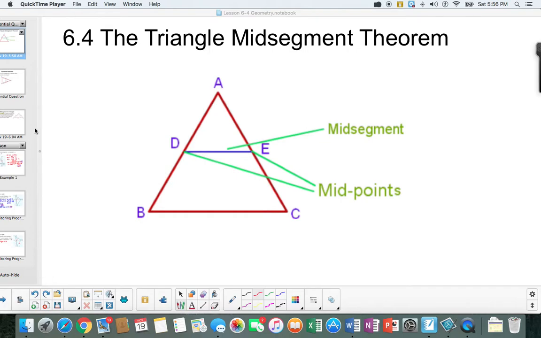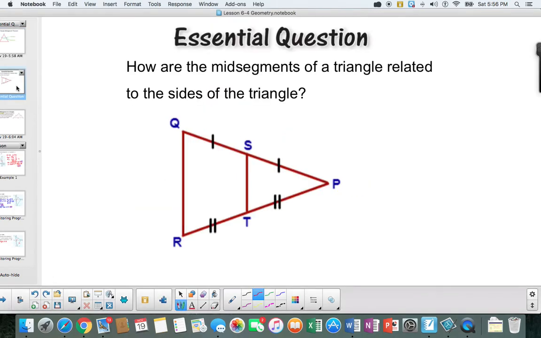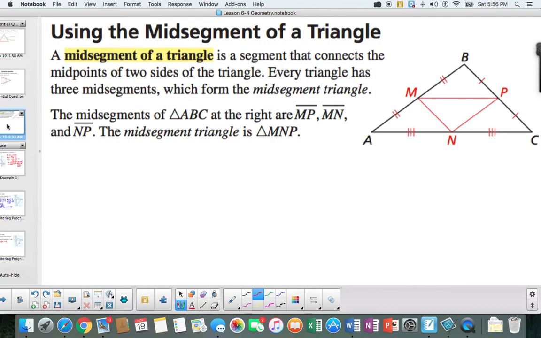6.4, the triangle midsegment theorem. How are the midsegments of a triangle related to the sides of the triangle? A midsegment is a segment that connects the midpoints of two sides of a triangle. So in this case, here's a midpoint and here's a midpoint, and this is called a midsegment.